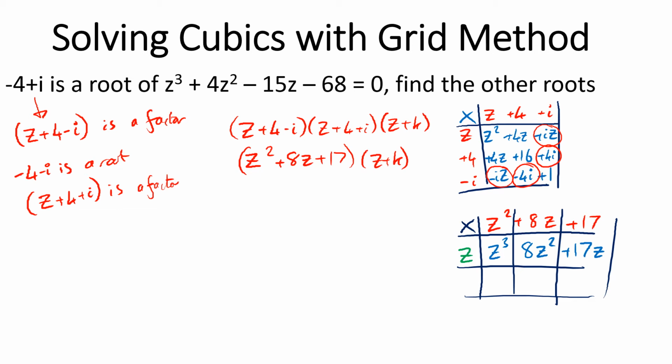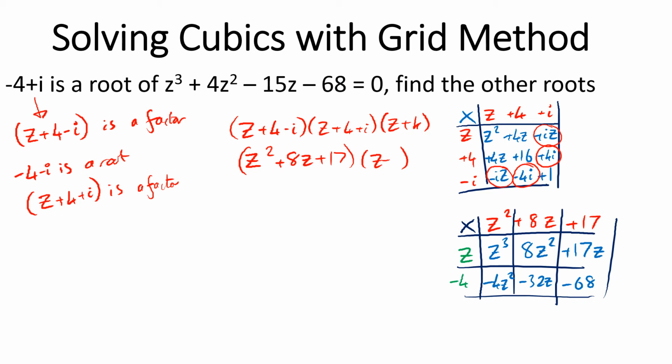We need to get overall plus 4z squared, so we need to take away 4z squared. For that to happen, this needs to be minus 4, which is good. That's exactly what we're hoping. And then this should work out to minus 32z minus 68, and yeah, those are exactly right, because that'll add up to minus 15z, what we want to get.